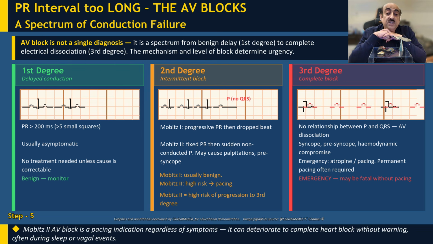However, Mobitz type 2 is the more concerning one because there is a fixed PR interval without any successive prolongation, and all of a sudden there is a non-conducted P wave. This can lead to palpitations and pre-syncopal symptoms, and it has a high risk of degenerating into third degree heart block or complete heart block. That's why it usually requires urgent pacing or a definitive intervention.